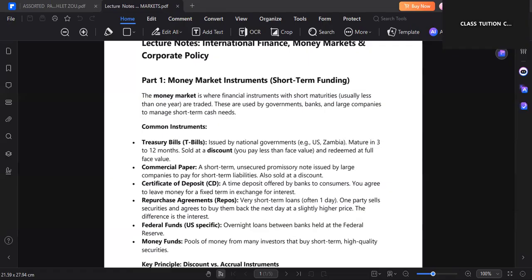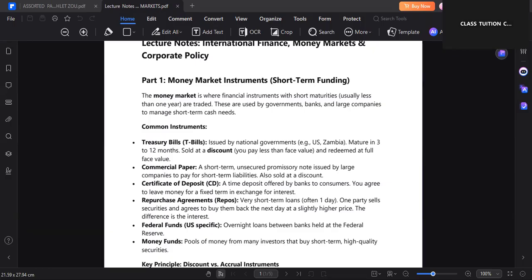We also have commercial paper, which is very similar to treasury bills, but there's only one key difference here: commercial paper is issued by large companies, not government. For instance, we have the big mining giants here, FQM. They might issue commercial paper to pay for inventory. So it is also sold at a discount and it is redeemed at face value. However, because companies can fail, commercial paper is riskier than a treasury bill. Governments do not fail.